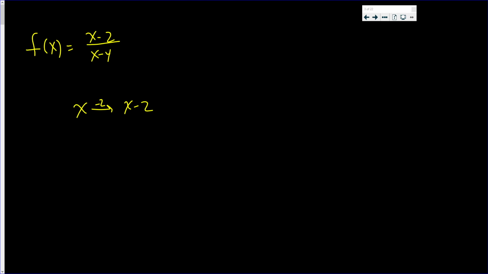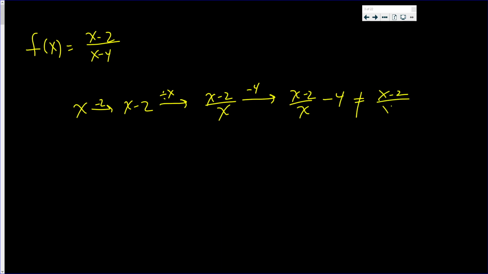You may say, well, it's obvious. You divide by x. Okay? So now I have (x minus 2) over x. The problem is, if I now take away 4, I'll have (x minus 2) over x, minus 4. This is not (x minus 2) over (x minus 4). Okay?